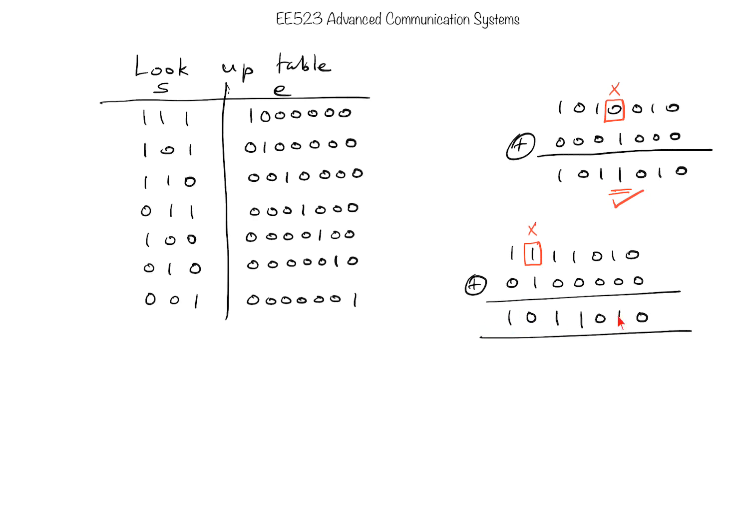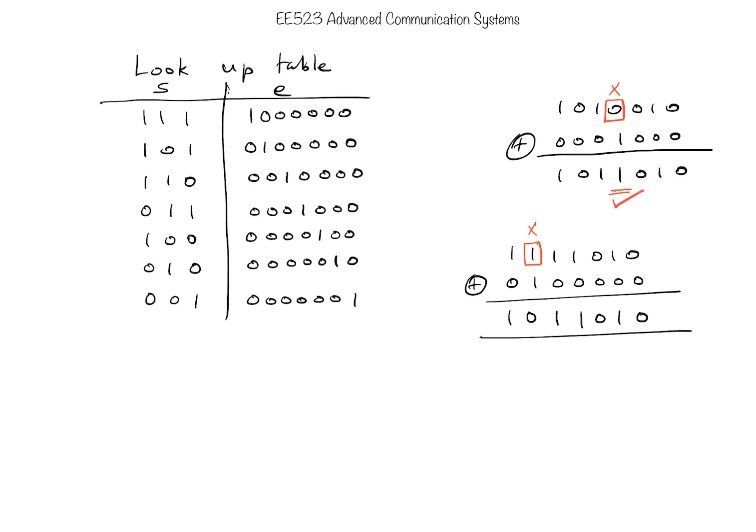So now we have the correct code word, which is 1011010. Okay, so clearly we can see that with these two examples we have illustrated that the 1-bit error can be detected as well as corrected by the Hamming code.